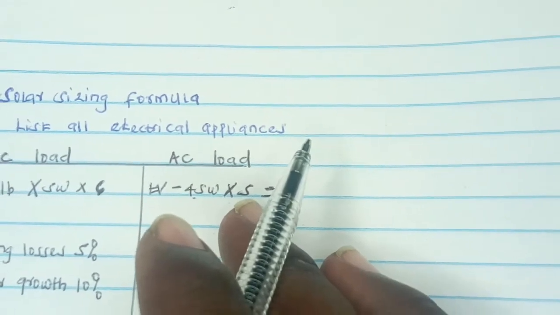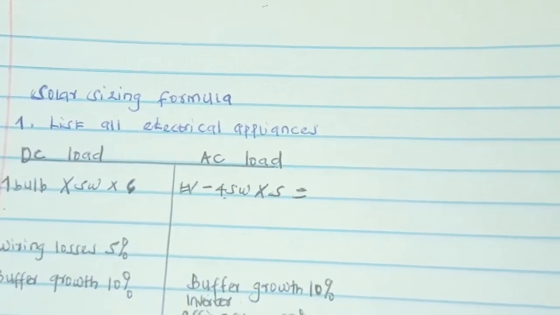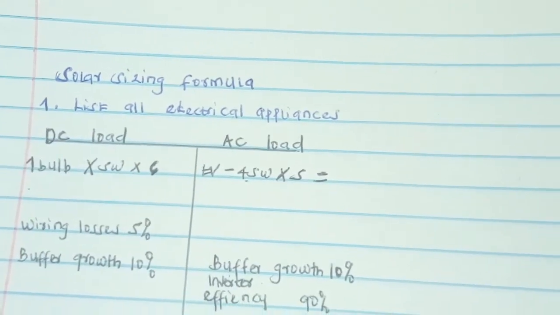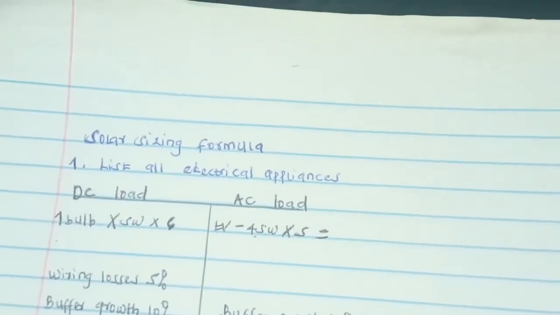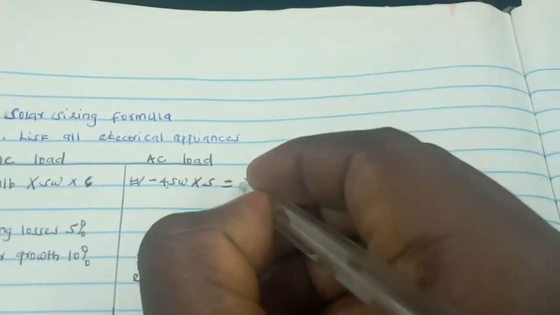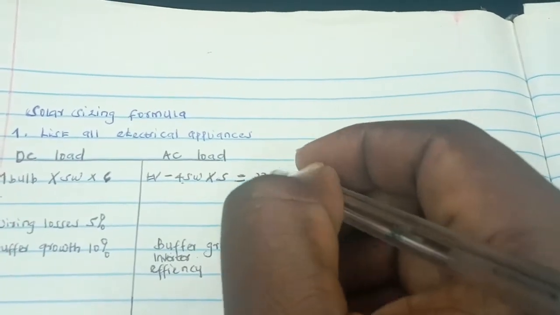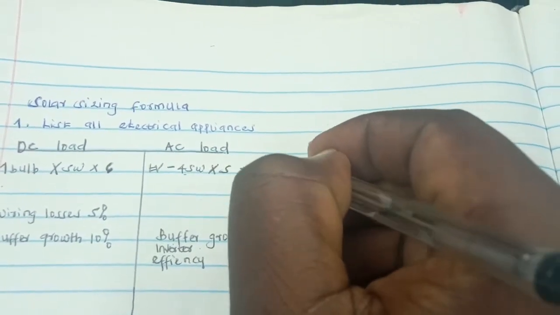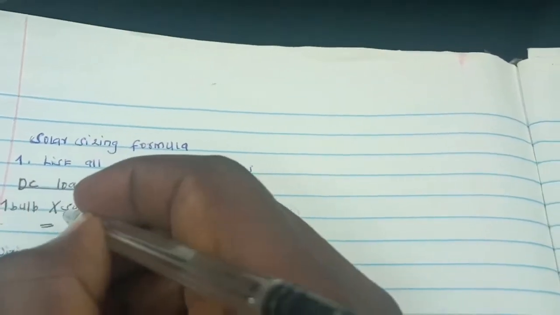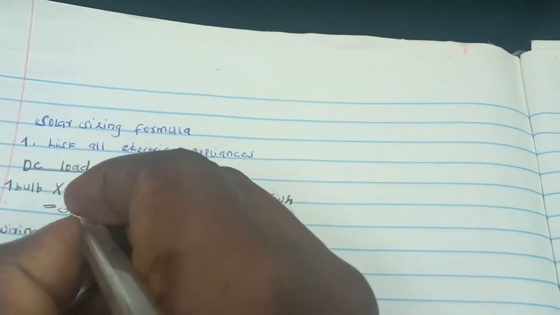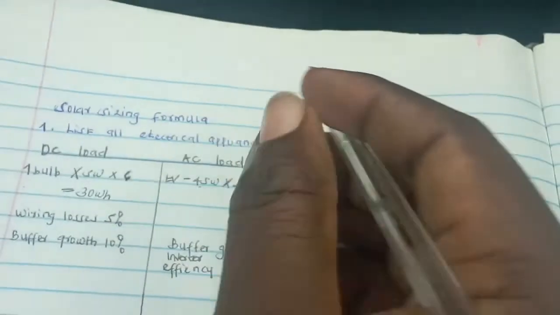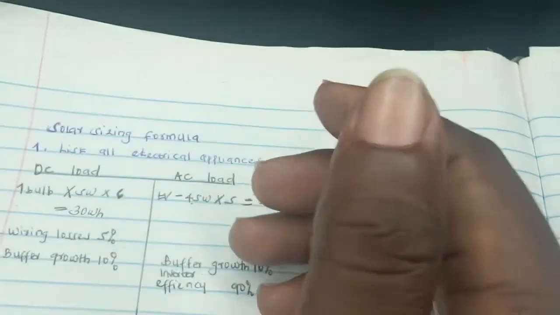So let's get into mathematics mode. This is 225 watt hours per hour, and here this is 30 watt hours. So we shall keep it simple for the sake of this video.